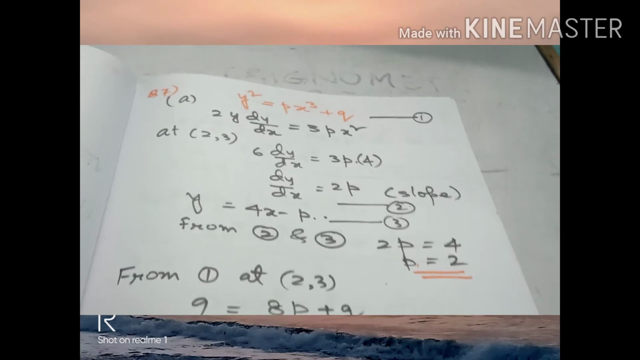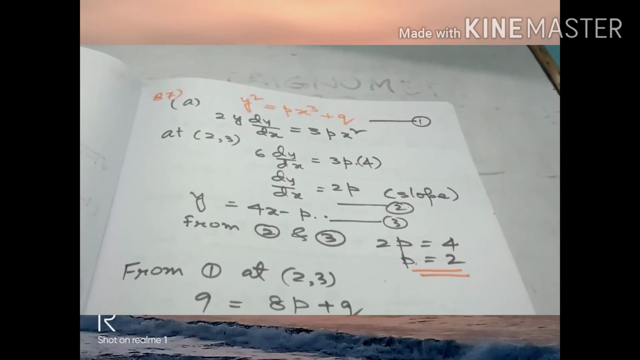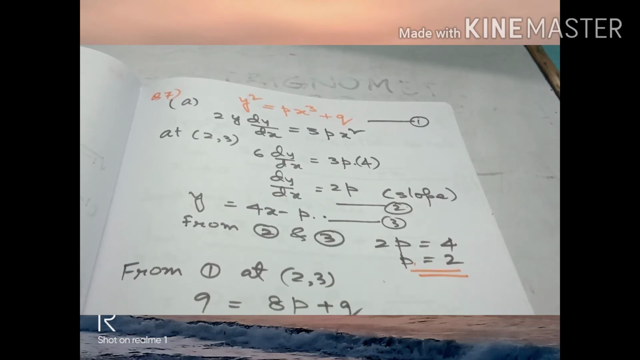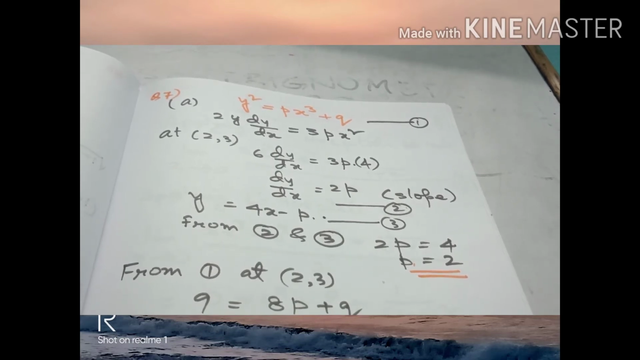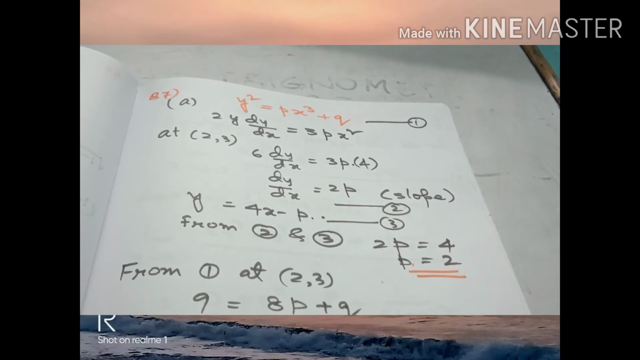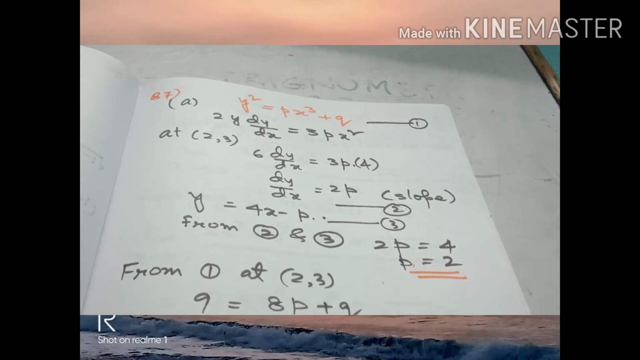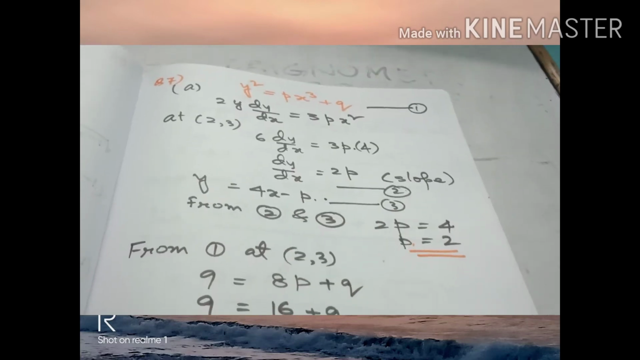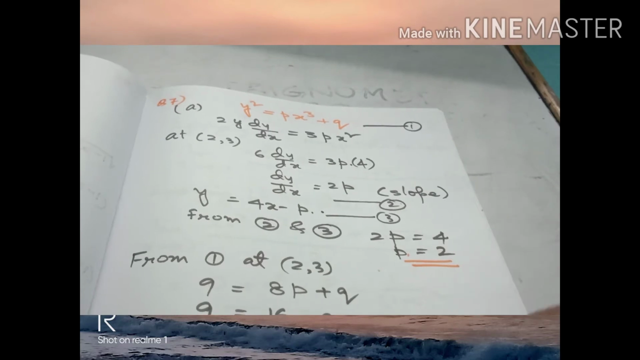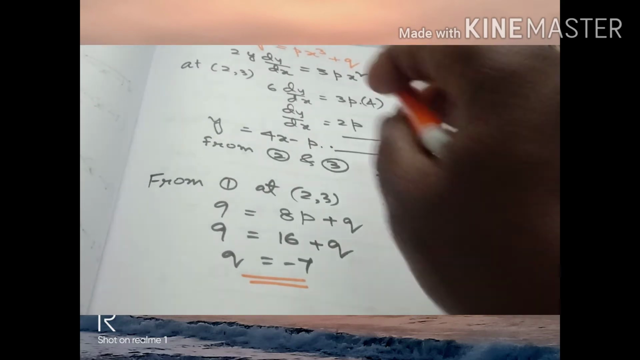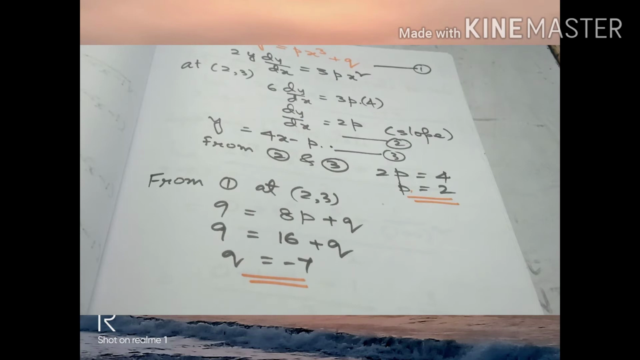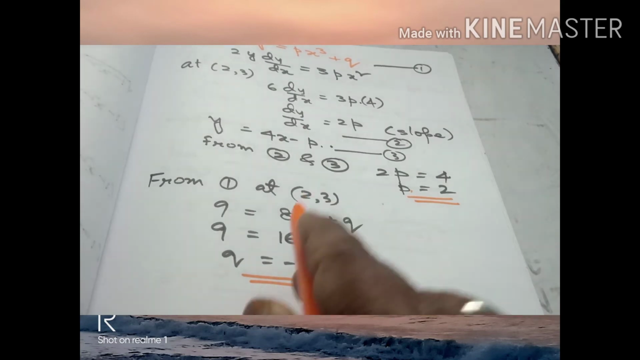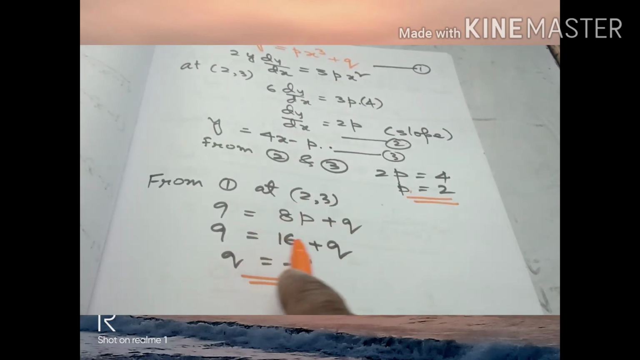In question number 7, the equation of a tangent is given for the given curve. We have to find the values of p and q. So we find the derivative of the given curve, dy by dx, that is 2p, which is the slope, and the slope of the tangent from the given equation of the tangent is 4. Equating, we get p equal to 2. Now (2, 3) is also a point on the curve. So we put (2, 3) in the given equation and get this relation. Putting the value of p as 2, q is minus 7.